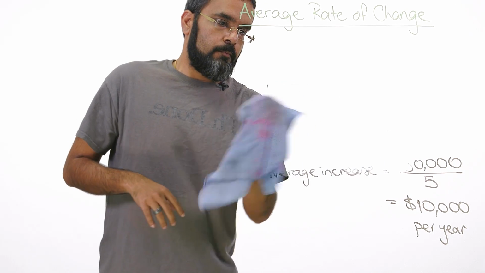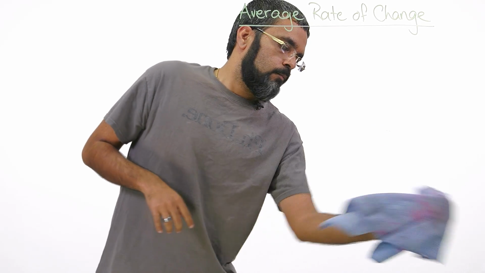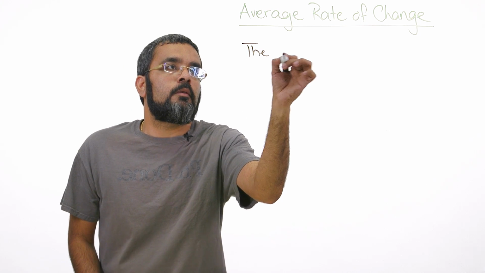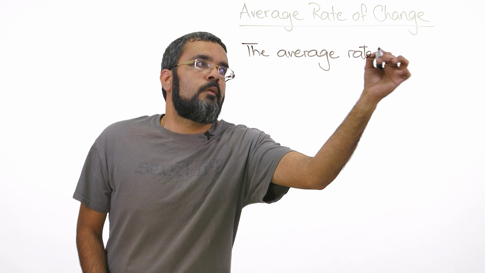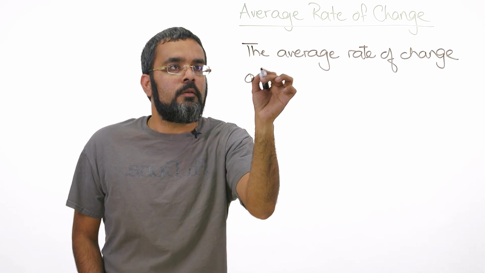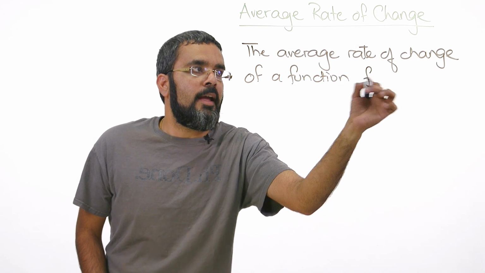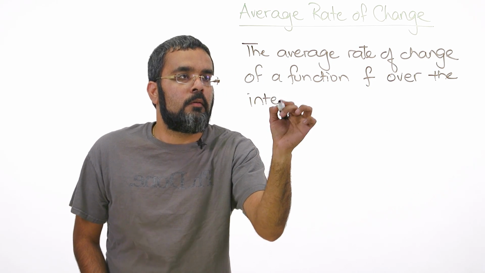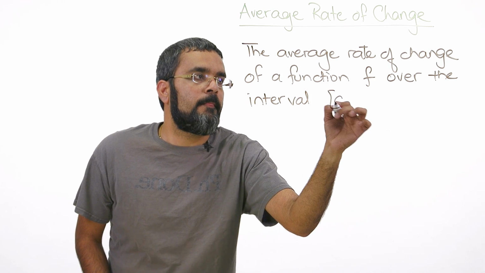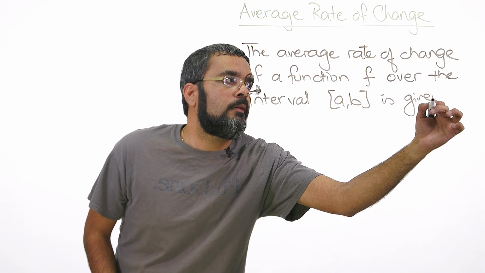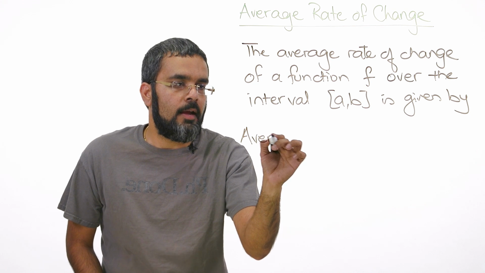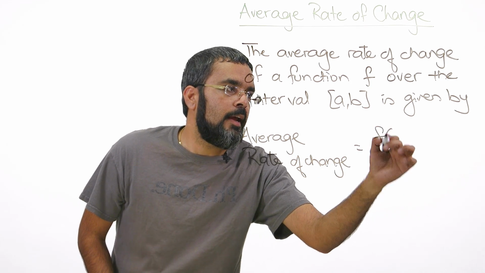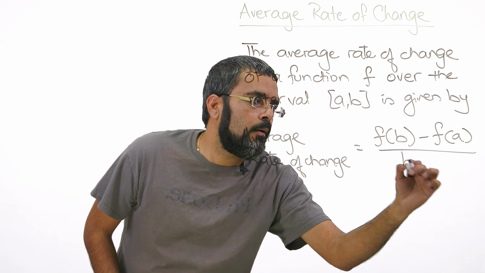So the average rate of change of a function f over the interval AB is given by average rate of change equals f(b) minus f(a) over b minus a, right?